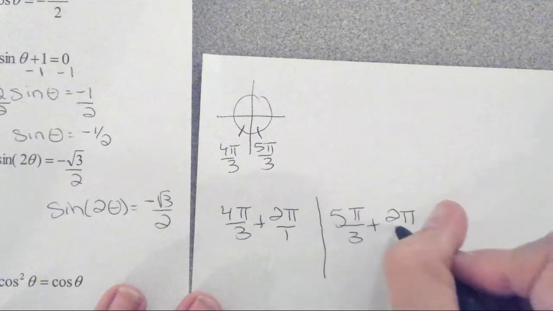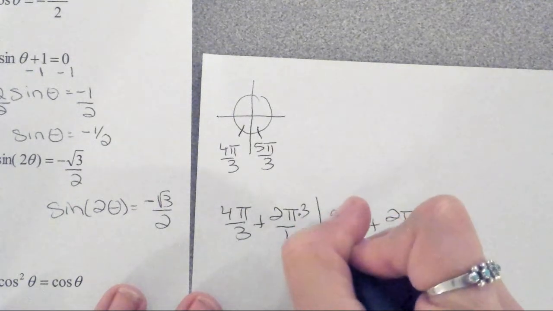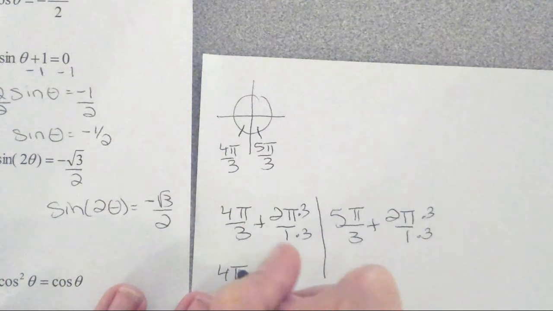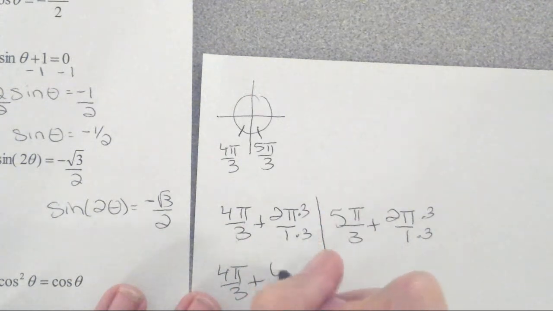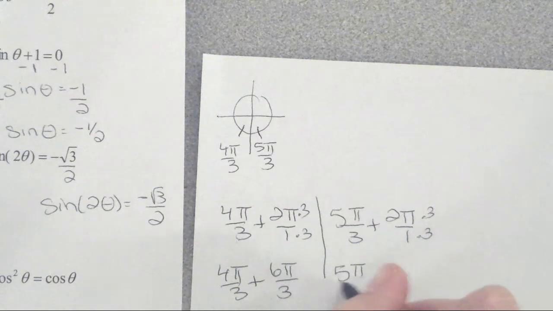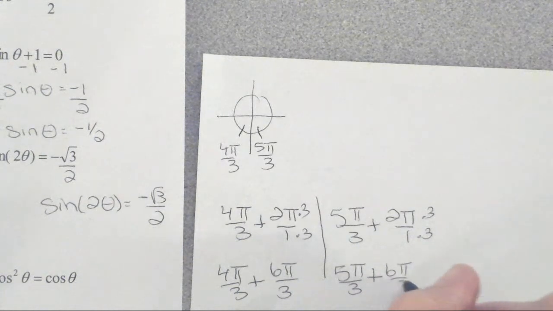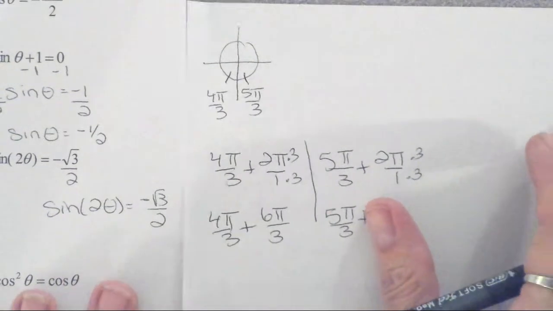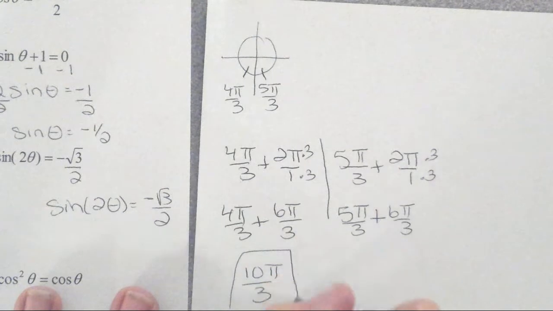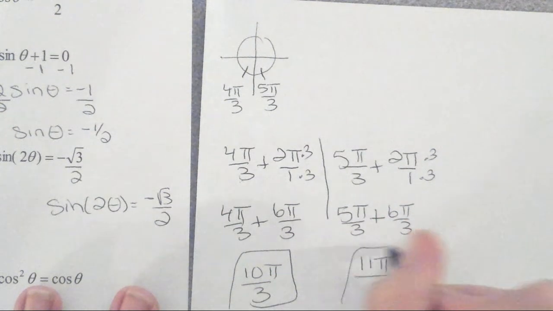Put the 2 pi over 1. We get a common denominator. I need a denominator of 3, so I multiply top and bottom by 3. So we're going to have 4 pi over 3 plus 6 pi over 3. And then on this side, I'm going to have 5 pi over 3 plus 6 pi over 3. I'm going to add the tops. I'm going to have 10 pi over 3. I'm going to add the tops over here, and I'm going to have 11 pi over 3.